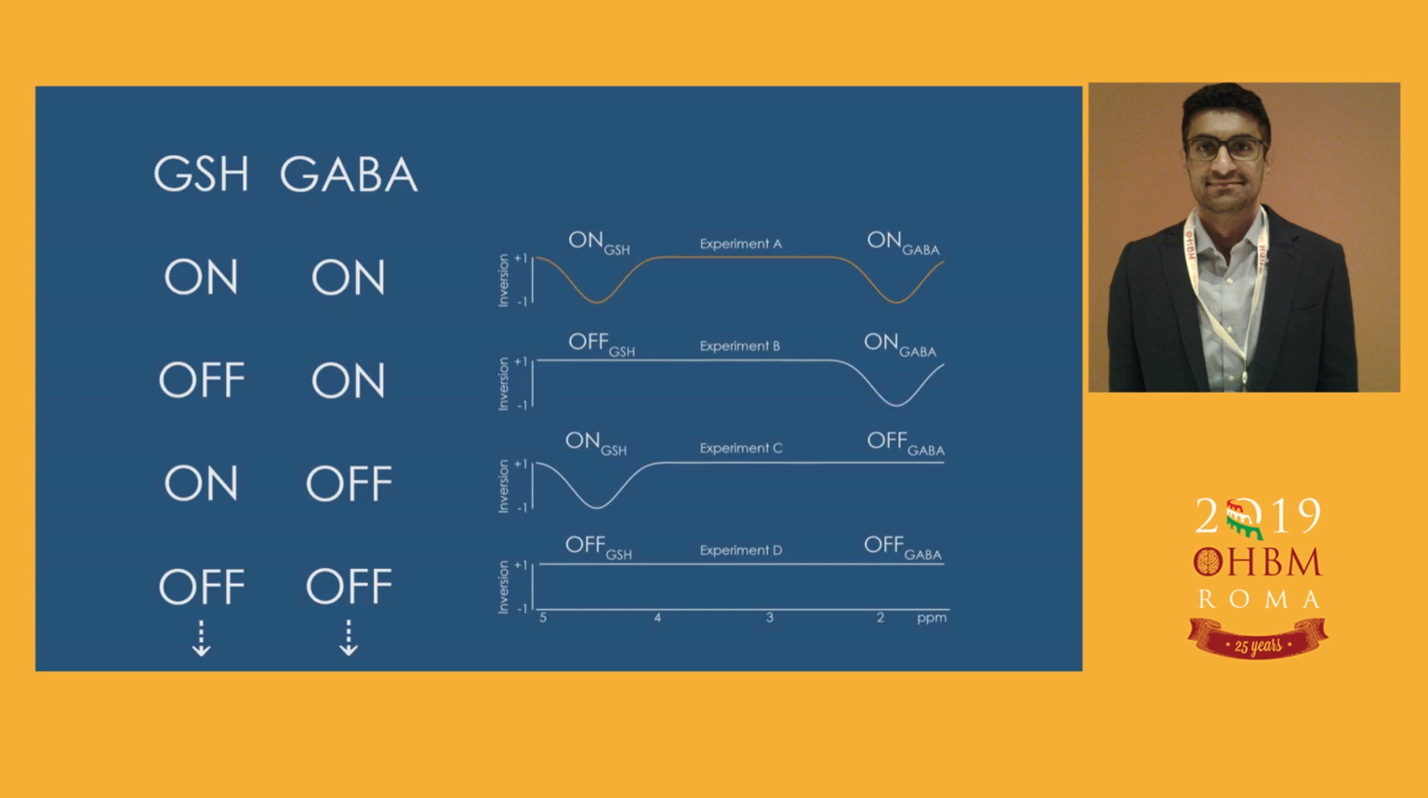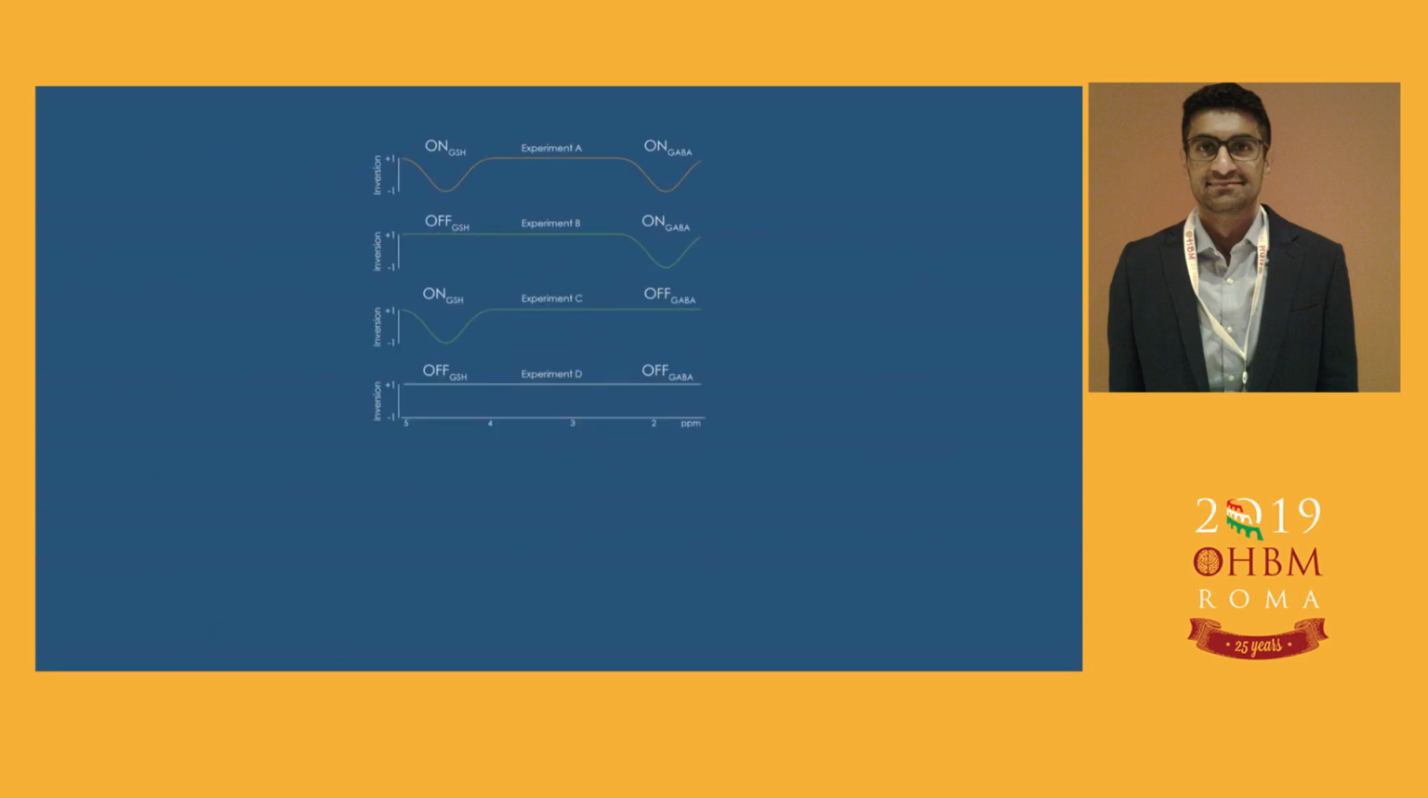And now we're going to call them experiments A, B, C, and D. Experiment D, you don't apply any editing pulse. And experiment C, you apply the editing pulse for glutathione editing at 4.56 ppm. Experiment B, apply editing pulse at 1.9 for GABA editing. And experiment A, you apply dual-lobe editing pulse for GABA and glutathione editing simultaneously.